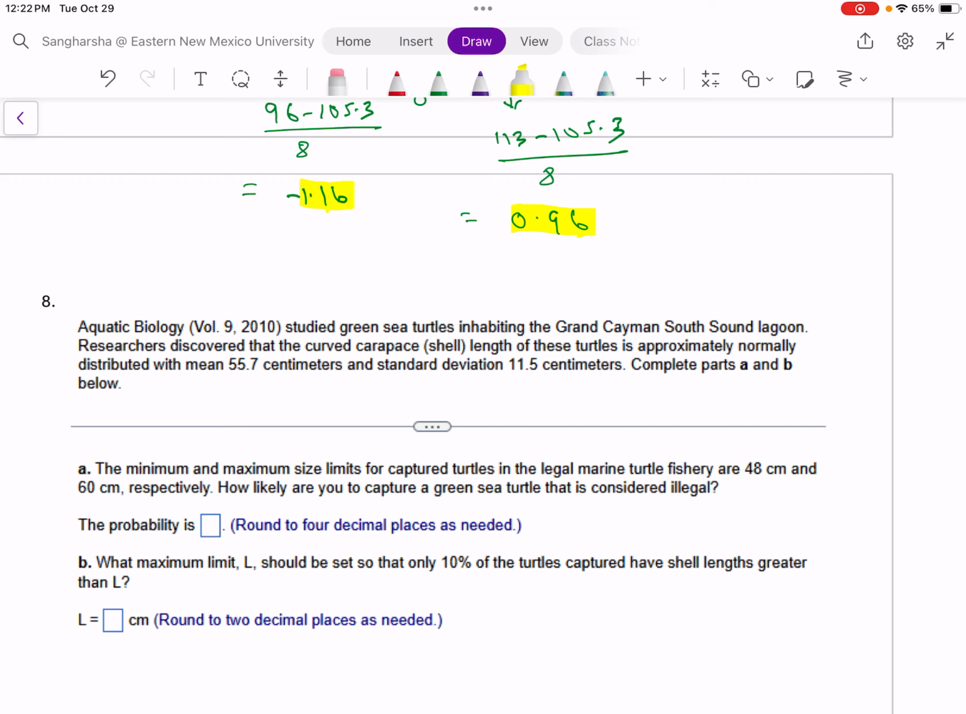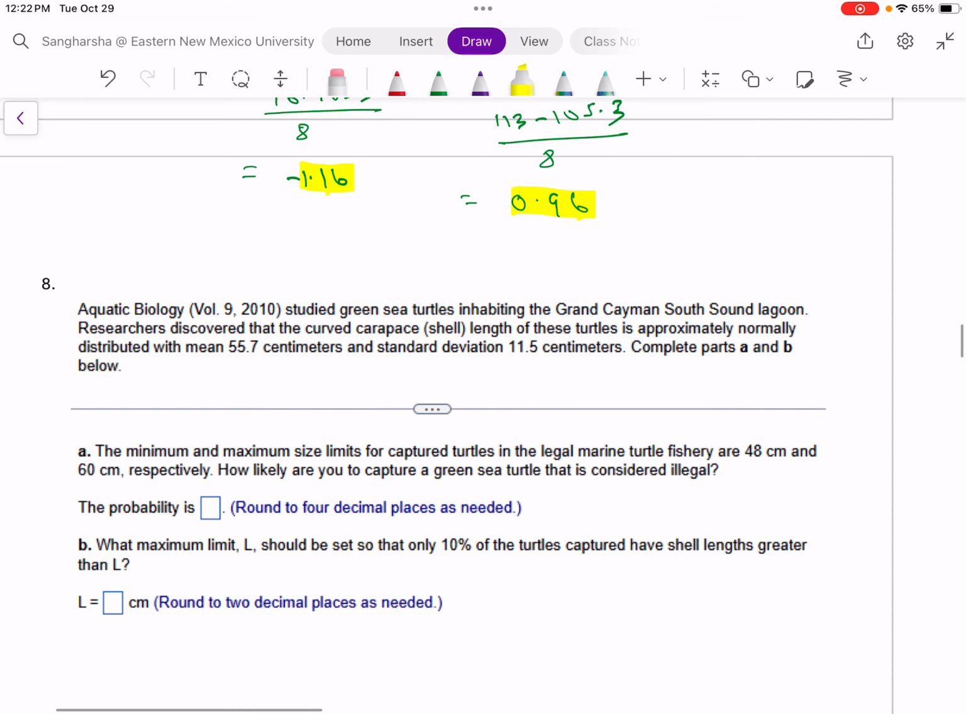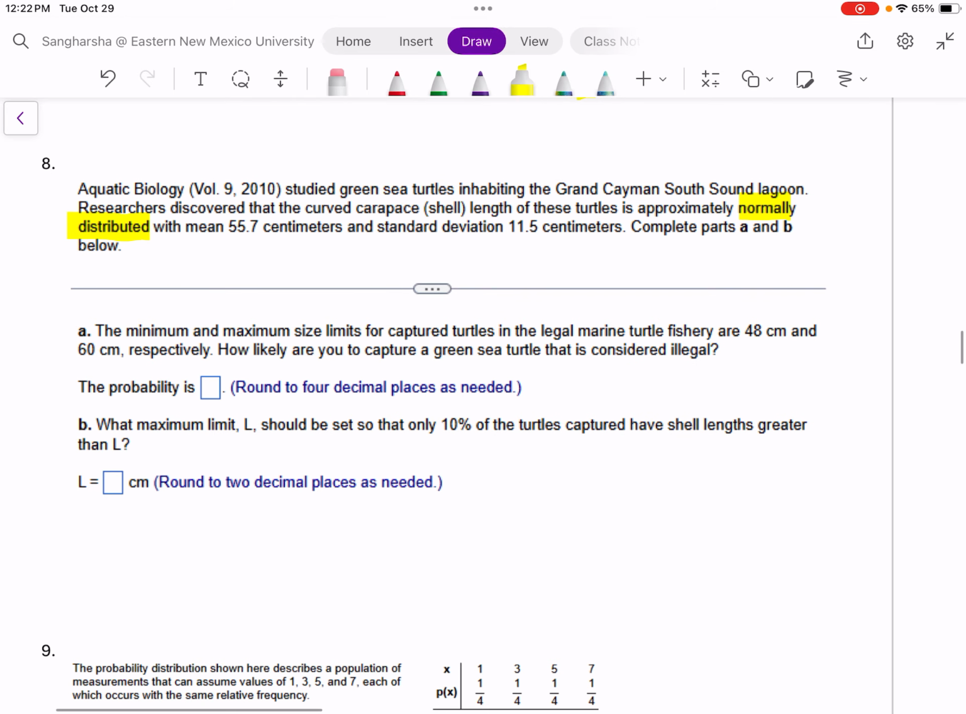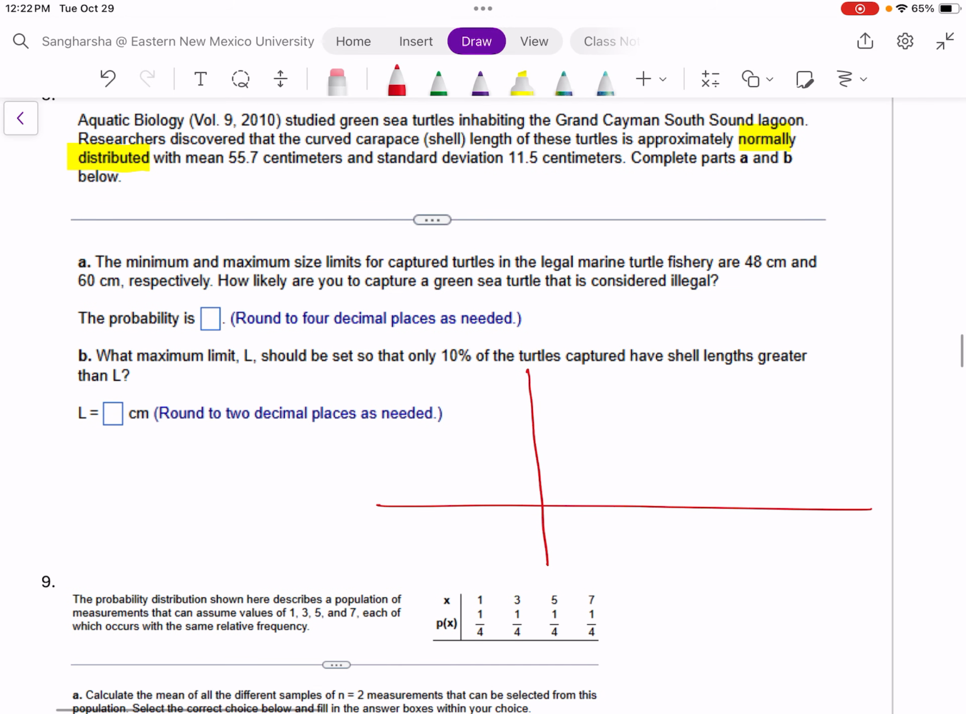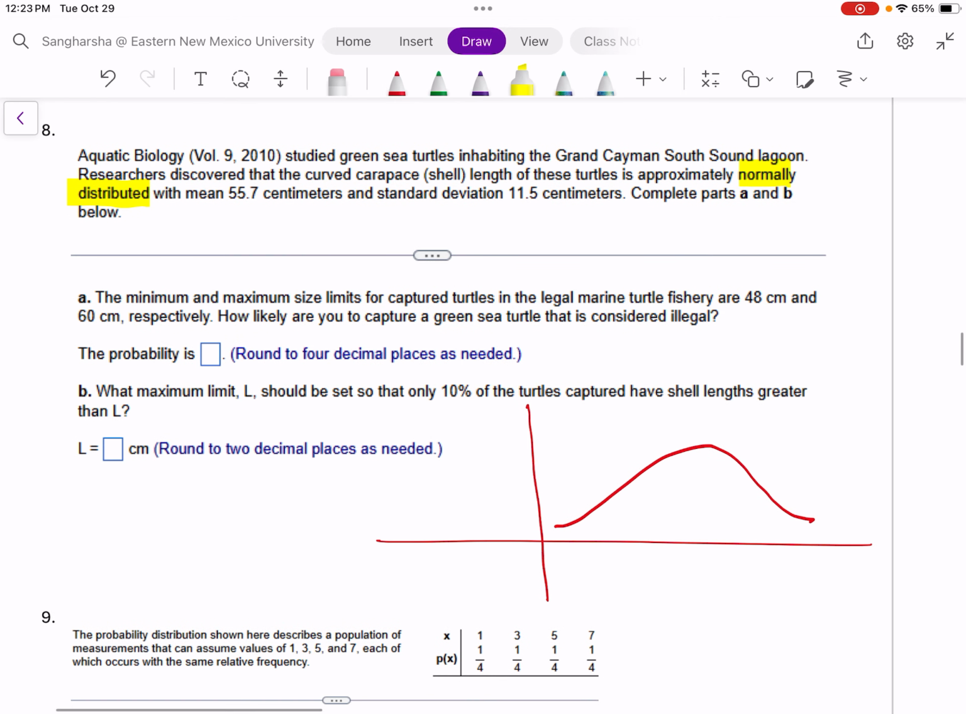Aquatic biology studied green sea turtles inhabiting the Grand Cayman South Sound Lagoon. Researchers discovered that the curved carapacial length of these turtles is approximately normally distributed. See, this is normally distributed. The very first thing, you draw a bell-shaped curve. Even start, even finish. Okay, the mean is given, 55.7.